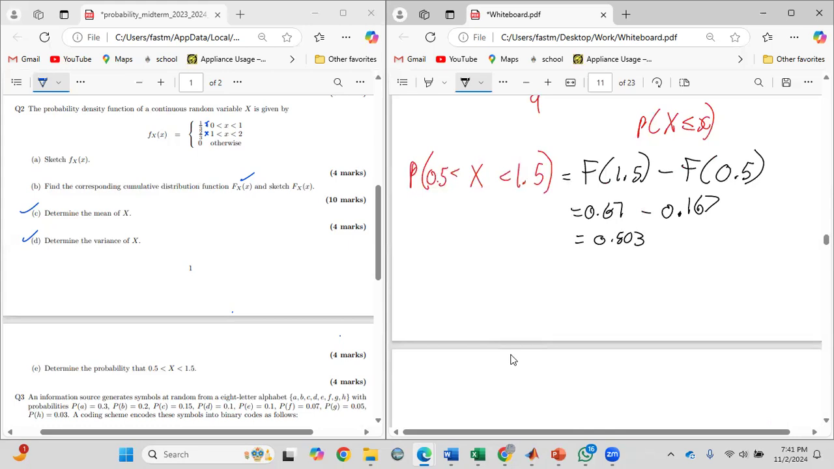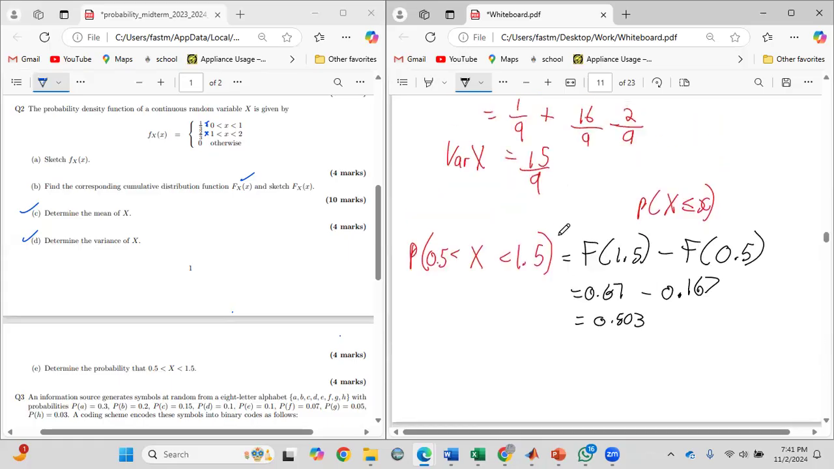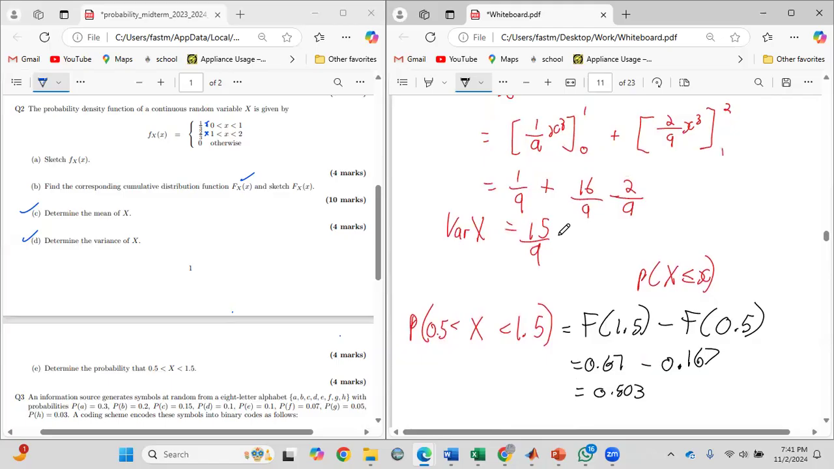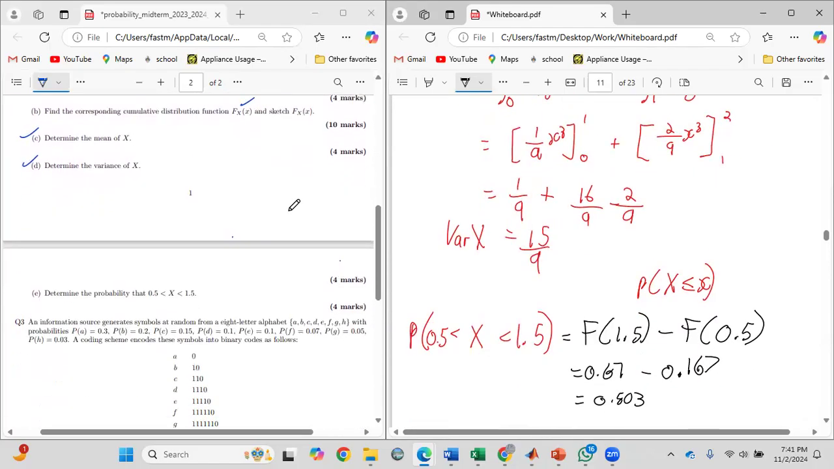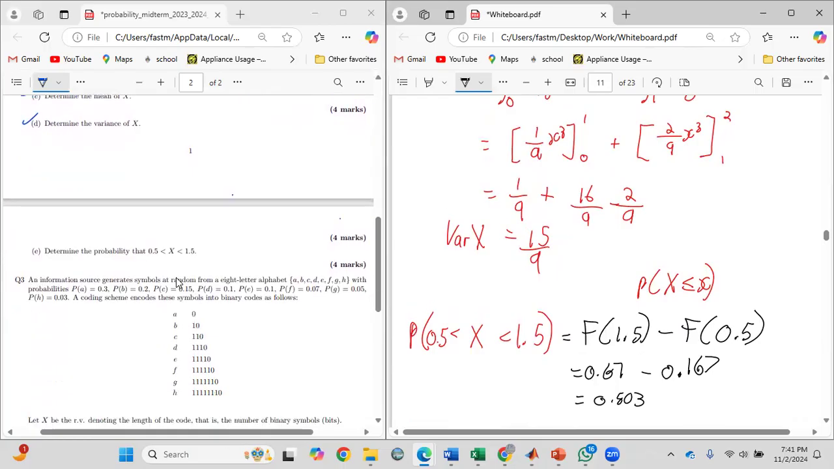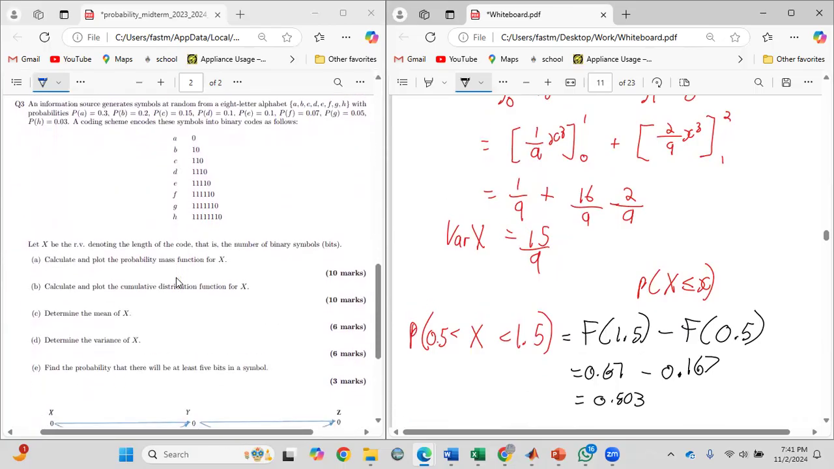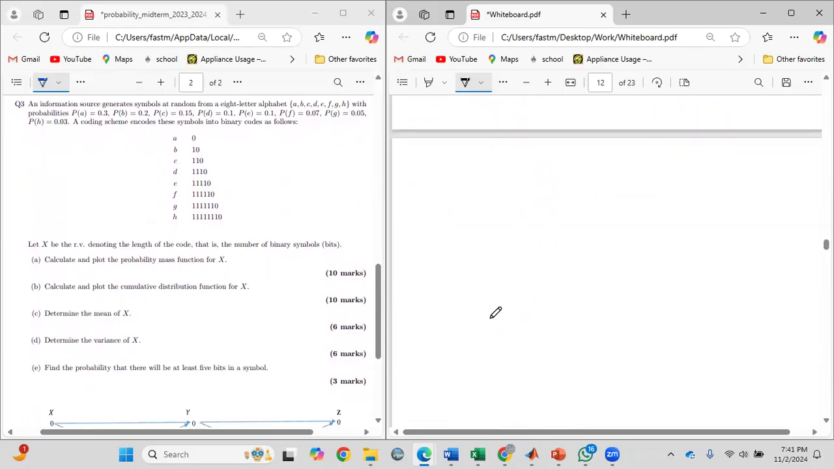And that is it. You come up where you want from where you don't want, and you get the answer. The CDF gives you the probability less than or equal to a specific value. And that was number 2. Okay, if no questions, let's continue.